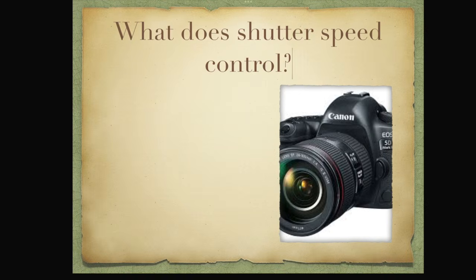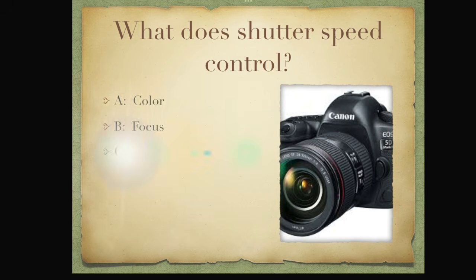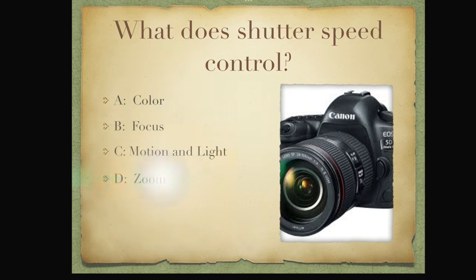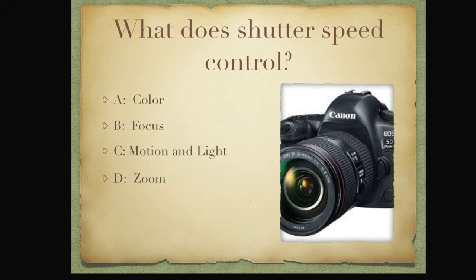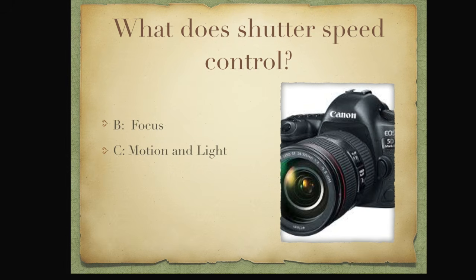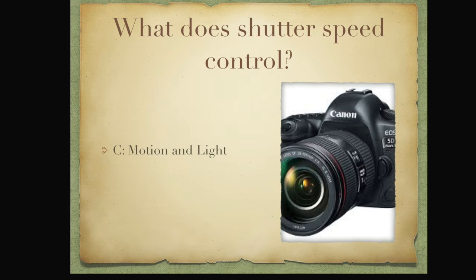Let's check your understanding. I will ask a question, think about your answer, and I will read the correct answer after a short pause. Question number 1. What does shutter speed control? Is it A, color, B, focus, C, motion and light, D, zoom? The correct answer is C, motion and light.